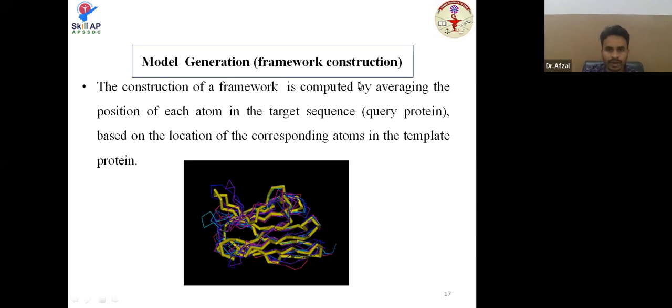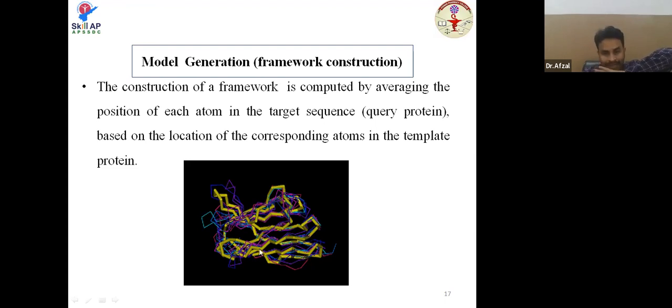We have identified the sequence alignment, and now we are trying to generate this model based upon the matching. The construction of the framework is computed by averaging the position of each atom in the target sequence based on the location of corresponding atoms in the template protein. We'll try to match the query protein with that of the template protein, and we'll try to position all the atoms, whether they are perfectly aligned or not.